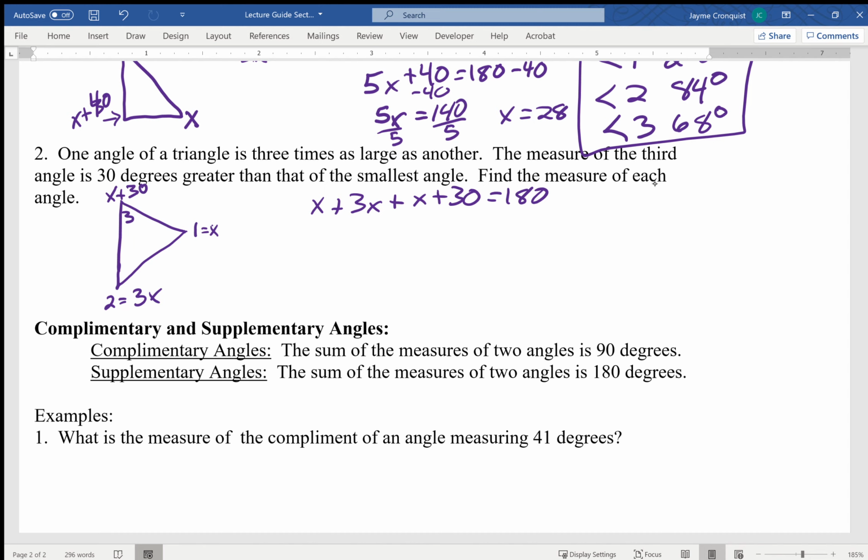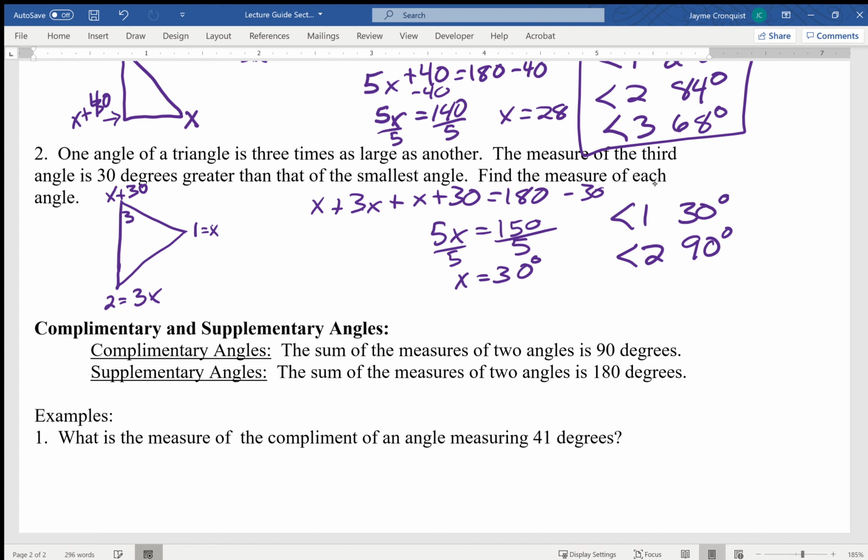So I subtract the 30 and I get the x's together. So I have 5x, and 180 minus 30 is 150. Divide by 5. x is 30 degrees. Okay, so angle 1 is 30 degrees. Angle 2 is 90 degrees. Angle 3 is 30 plus 30, which is 60 degrees. And there we go. All right.